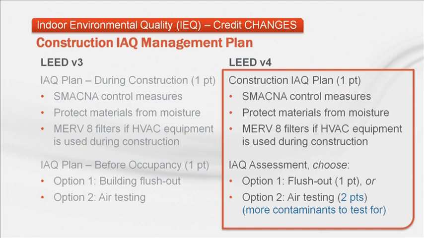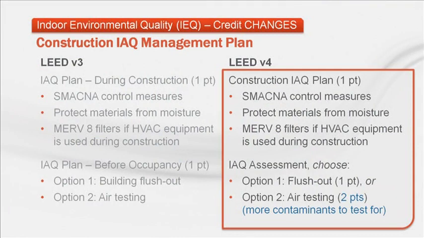Option 1, which is worth 1 point, involves flushing out the building with outdoor air prior to occupancy. The flush-out process is essentially unchanged, but version 4 did clarify the indoor temperature and humidity limits that must be maintained during this process. And movable furnishings must be in place before the flush-out begins.